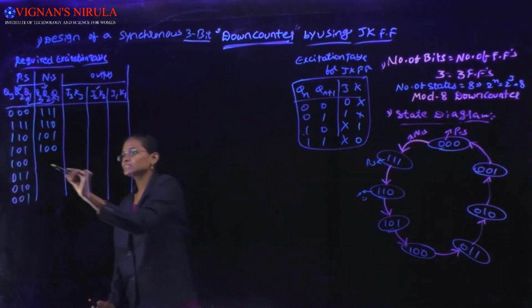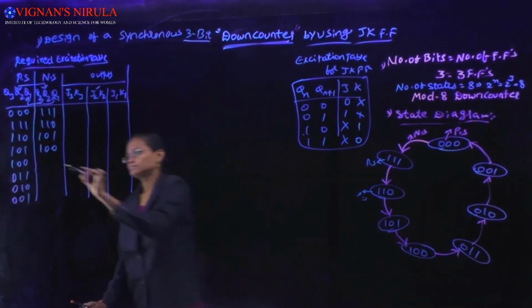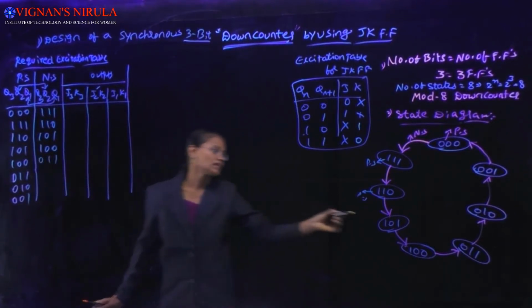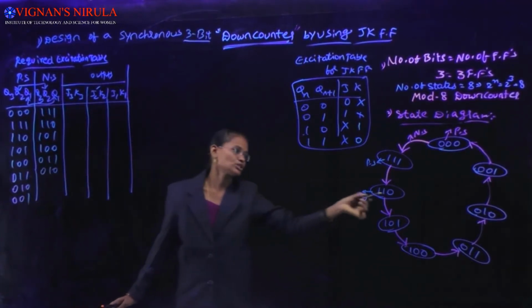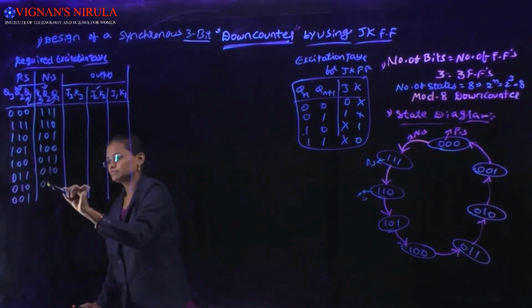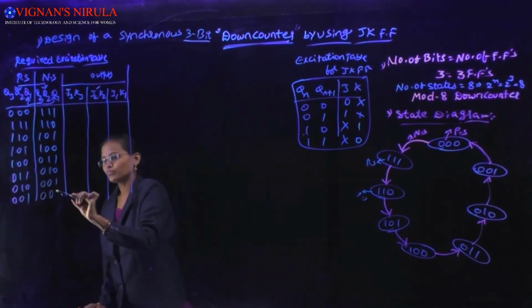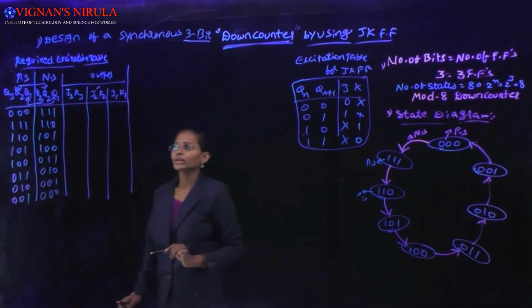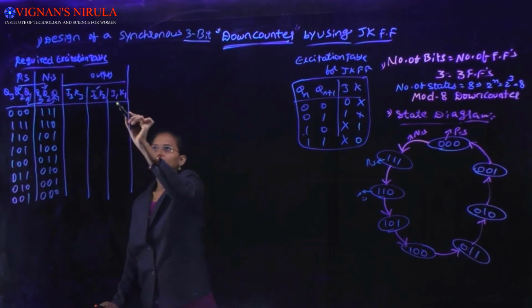Present state is 4 and next state is 3. Present state is 3, next state is 2. Present state is 2, next state is 1. Present state is 1, next state is 0. Okay, 0, 1, 2, 3, 4, 5, 6, 7. Here the outputs are J3, K3, J2, K2, J1, K1.